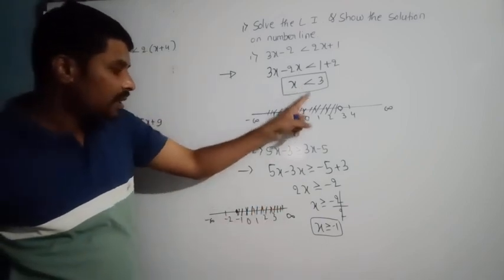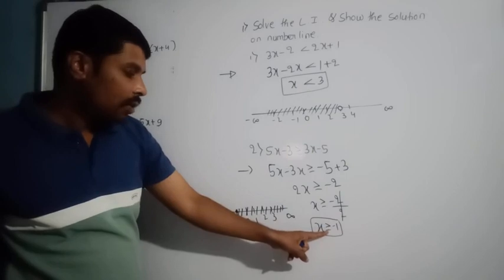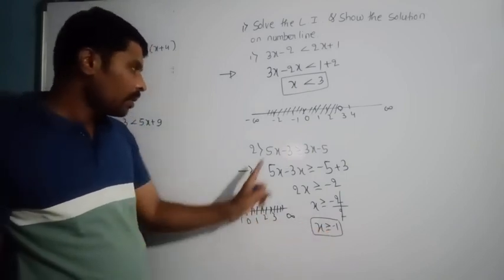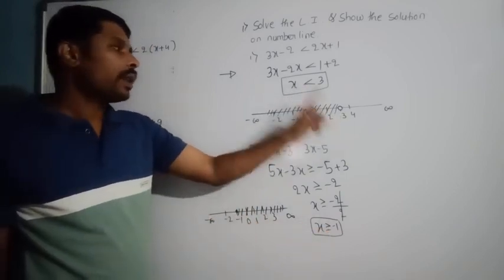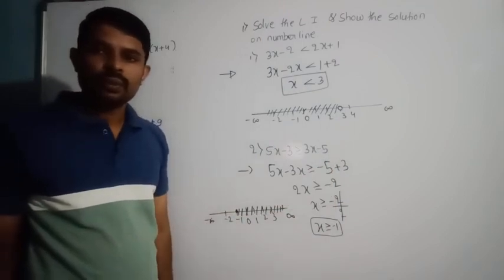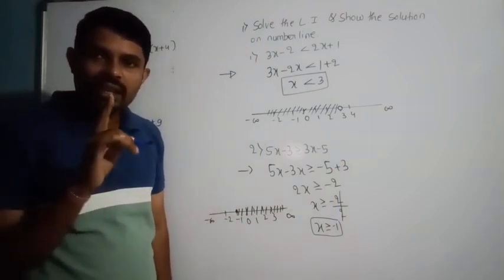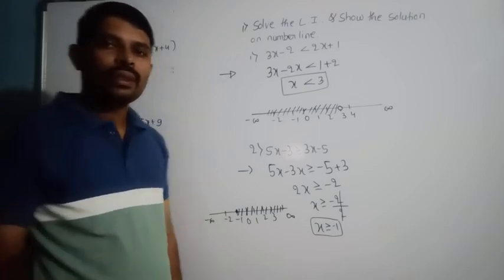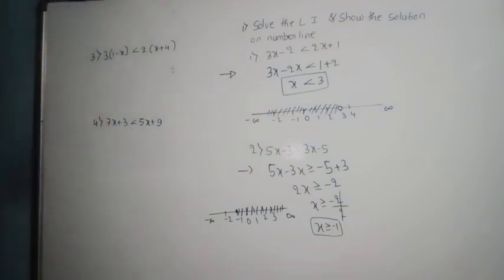Got the difference between this and this? Here, equal to is there, we have to include. Less than is there, we have to exclude. समझ में आ रहा है? Okay. Now same task, इधर देखो.